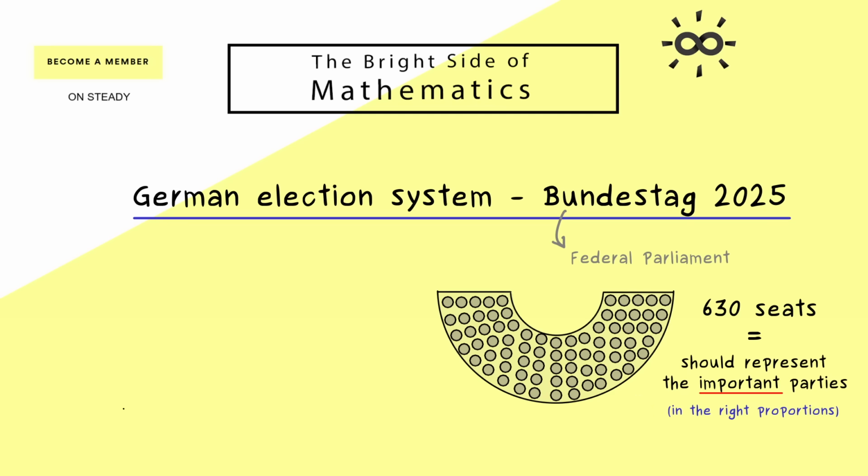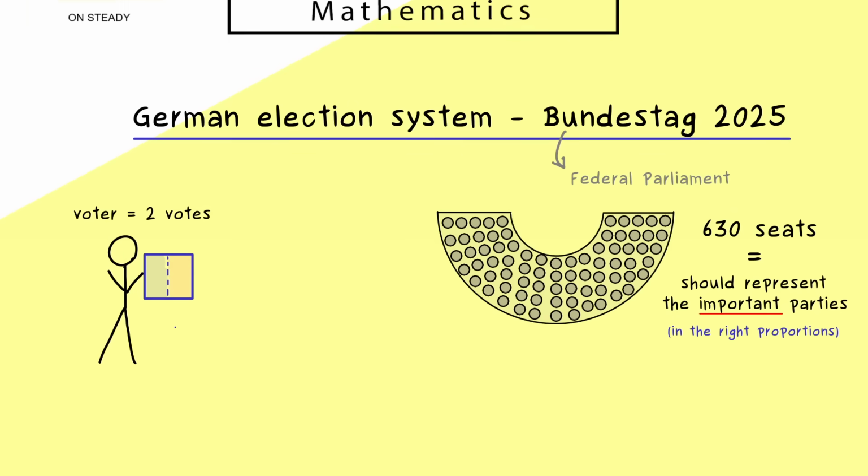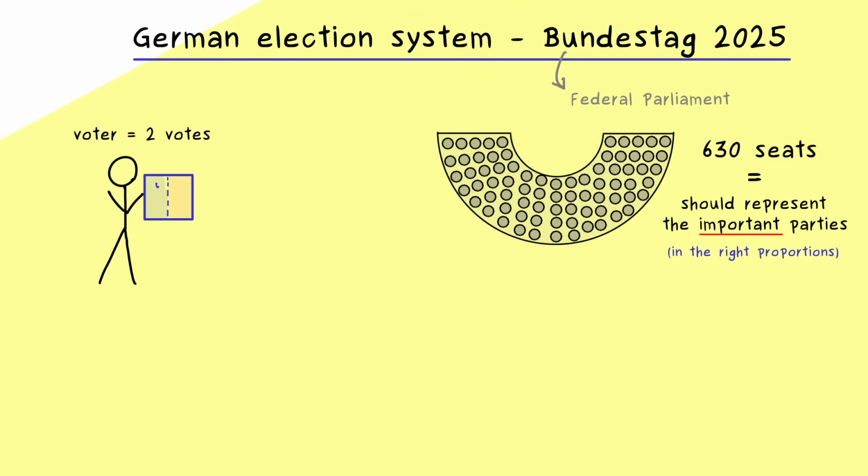However, let's first look at how this voting process basically works. So let's say here we have our voter with the corresponding ballot paper. And now the German election system says that every voter has exactly 2 votes. On the ballot paper there is a first vote on the left hand side and a second vote on the right hand side. And indeed this is the whole idea. We have a mixed system for the whole voting system here.